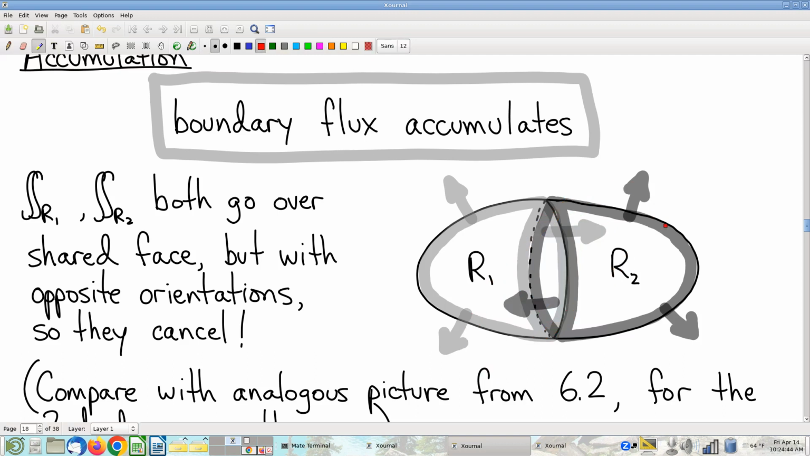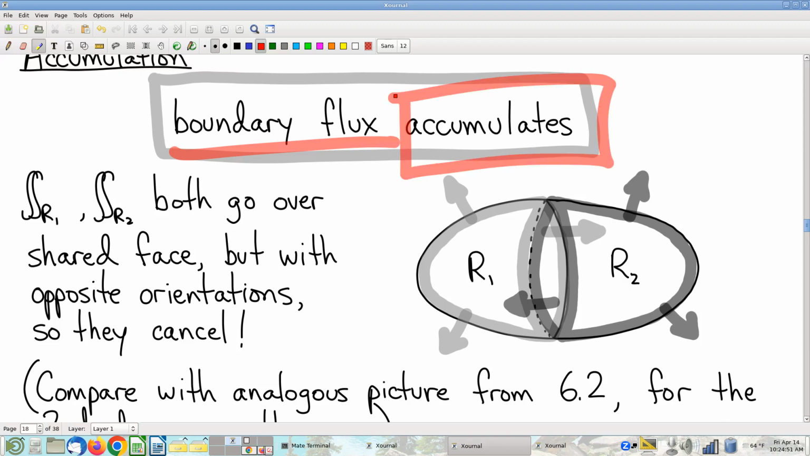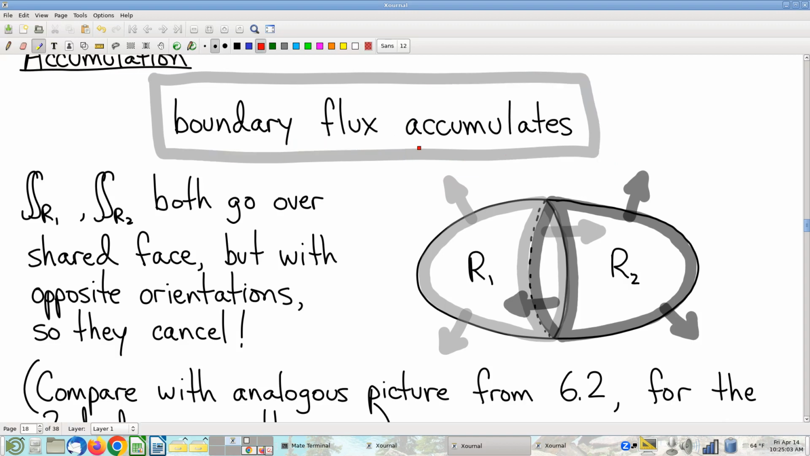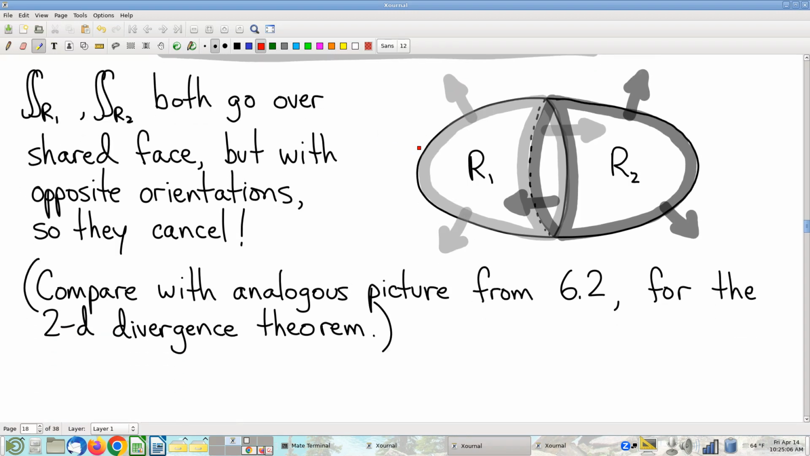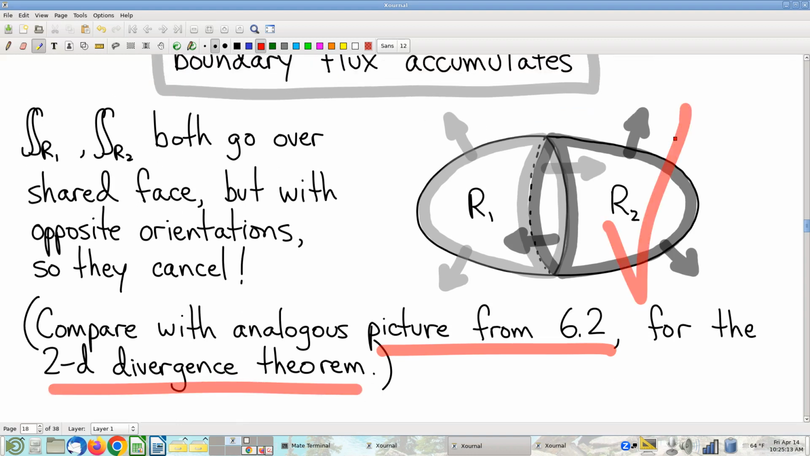And what we find is that, yes, the whole is the sum of the parts. When you're talking about boundary flux, chopping into pieces and adding it up works. This is an accumulating quantity. Let me pause there. Again, make sure that everyone's comfortable with that. All right. Okay, a quick reminder. Take a look at the picture from section 6.2 on the 2D divergence theorem. What you're going to find is that picture looks very reminiscent of this one. It's just two-dimensional instead of three-dimensional.